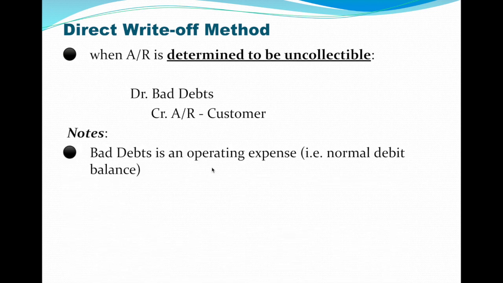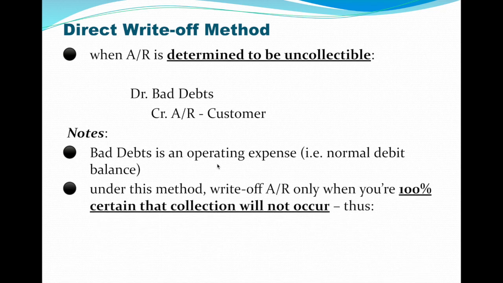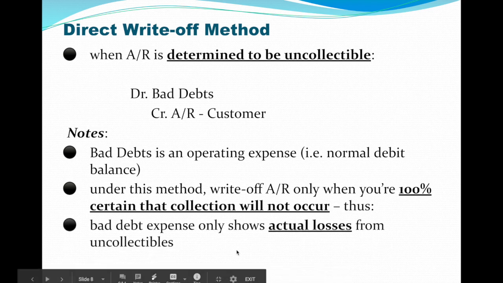So, bad debts is an operating expense. Normal balance is a debit because it's an operating expense, but it is an owner's equity account. Under this method, we write off accounts receivable only when we're 100% certain that the collection will not occur. So this is super simple. That's all that's required. But by policy, you have to be 100% certain that the collection will not occur. And thus, bad debt expenses only show actual losses.